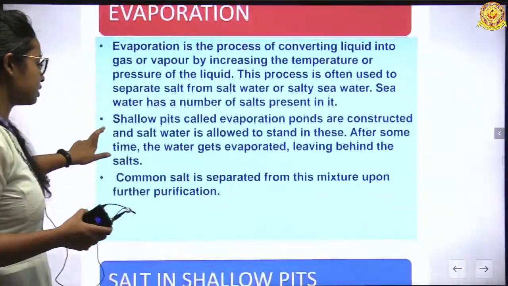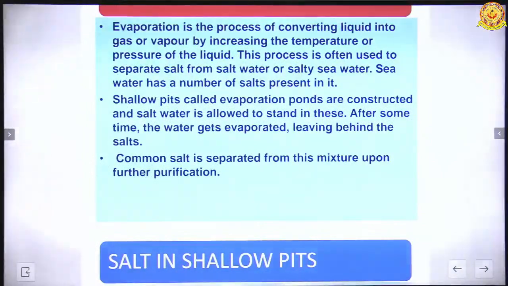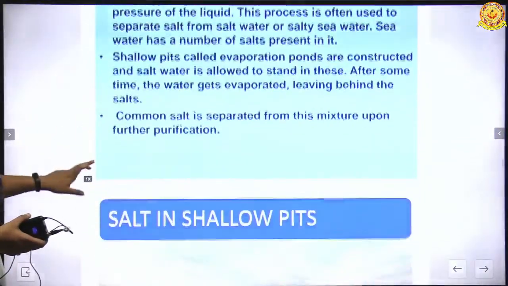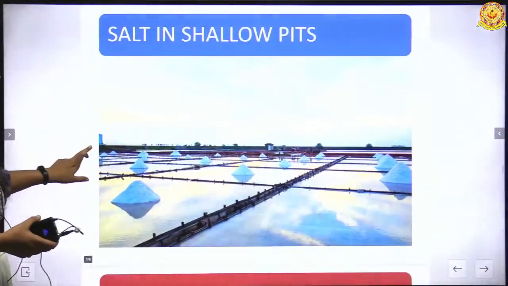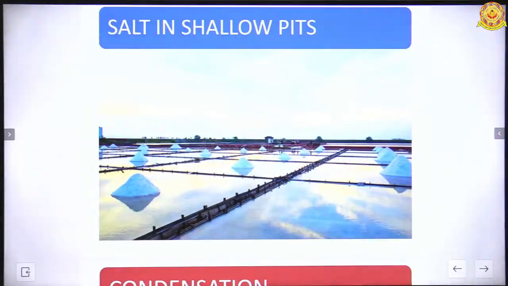Now common salt is prepared from this mixture upon further purification. You cannot take that salt directly. There is a long process, which is called purification. By that you will get common salt. Now this is how salt is obtained in shallow pits. This is how salt gets separated from lakes or sea water. This is how it makes shallow pits and gets separated from the salt water.